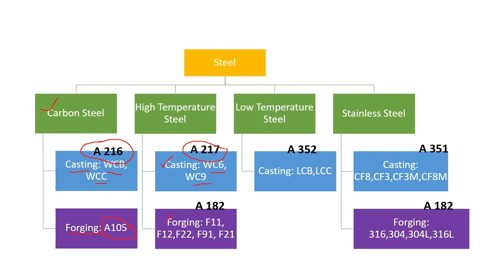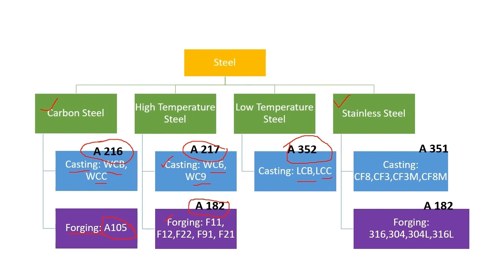Similarly, in the case of forging, we have F11, F12, F22, F91, and F21, where the specification followed is ASTM A182. Next comes the low temperature steel with ASTM specification A352. In this case, we have only casting, with two grades, LCB and LCC.